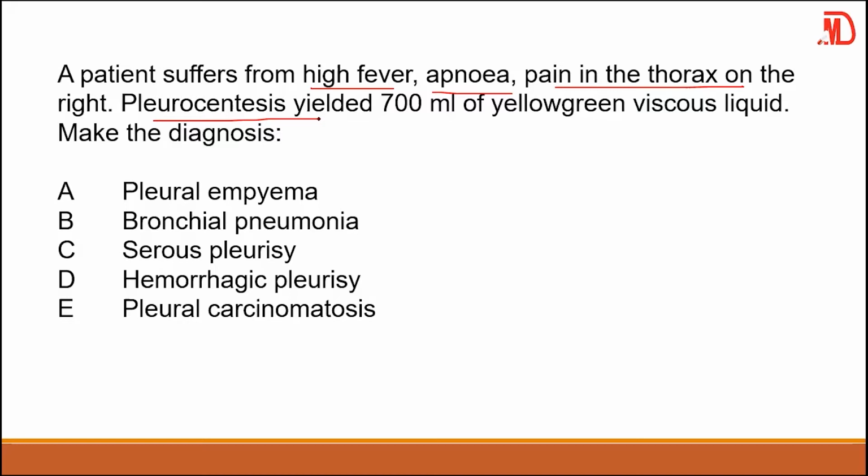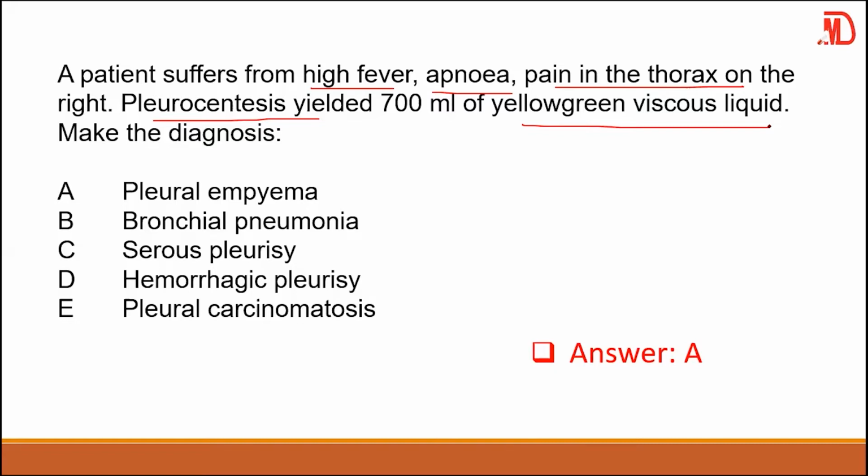And one of the causes of pleural empyema can be pneumonia. Pneumonia can cause empyema. That's why you take pneumonia very seriously. Pneumothorax, all of these things can lead to empyema formation. So therefore, over here, a yellow-green viscous liquid tells us that there's an inflammatory process happening, which is actually a pus formation. And so your answer here will be a pleural empyema. So your answer is A.